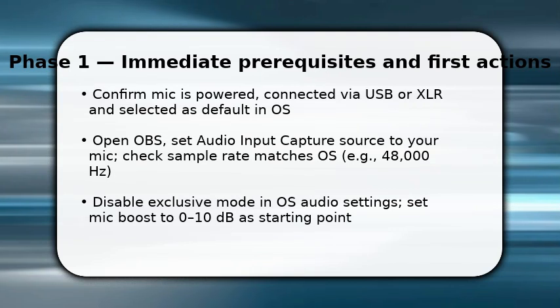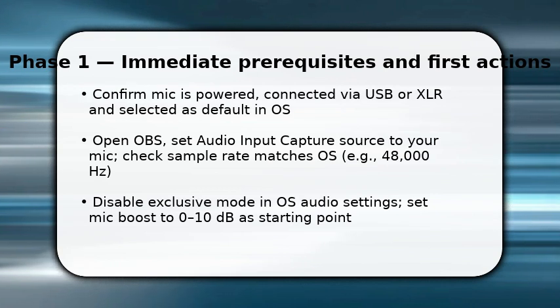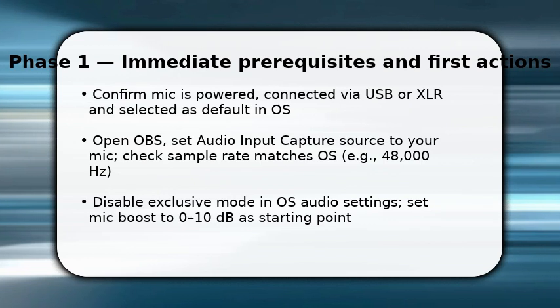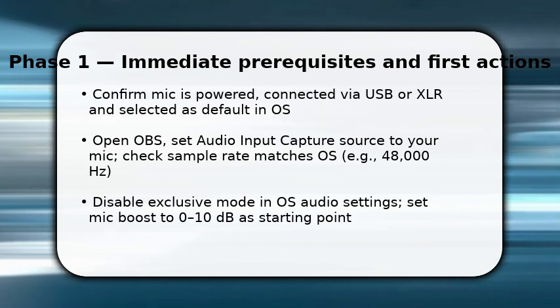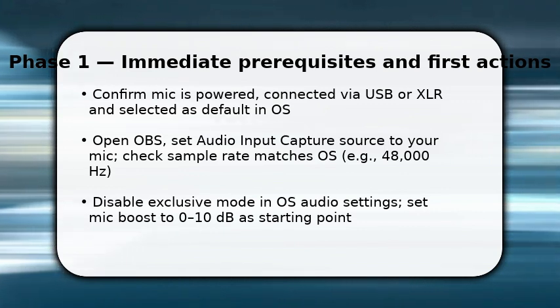You start by verifying essentials: power, cable, and that the mic is the OS default. This prevents device conflicts. Once done, open OBS and add an audio input capture source. Choose your mic explicitly. Make sure the sample rate in OBS matches the OS because mismatched rates cause stutters and dropouts. Also disable exclusive mode in Windows audio properties so multiple apps can access the device. Adjust mic boost conservatively, since too much creates clipping and noisy gain.